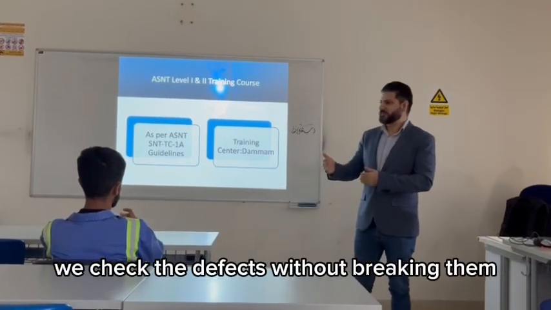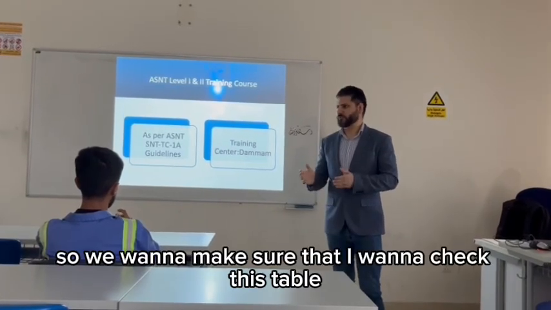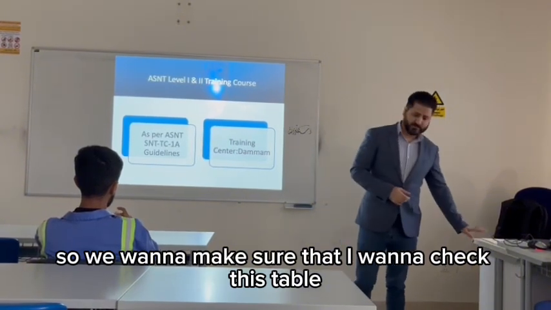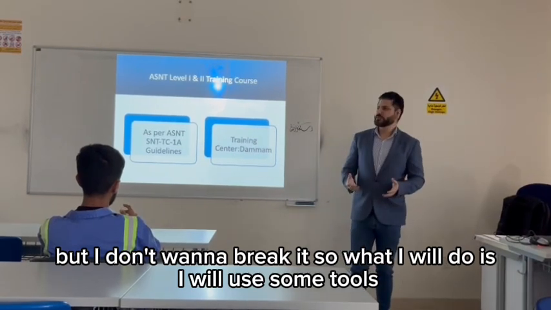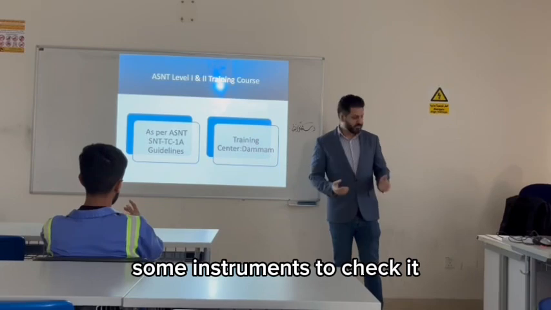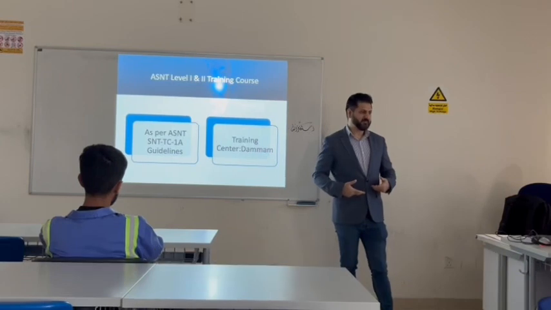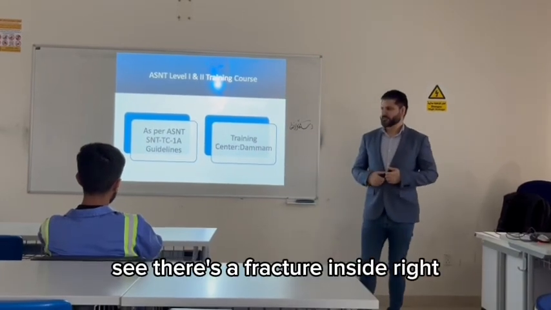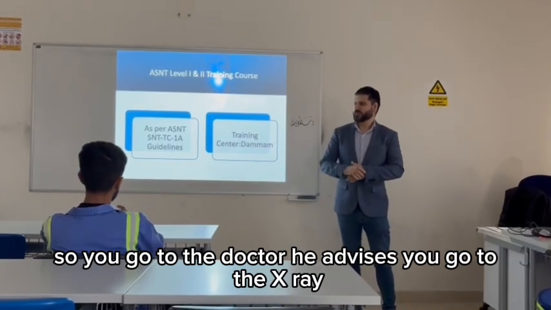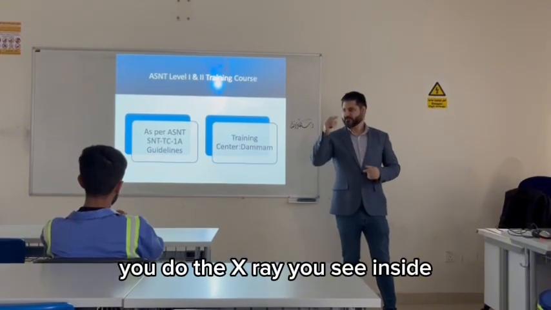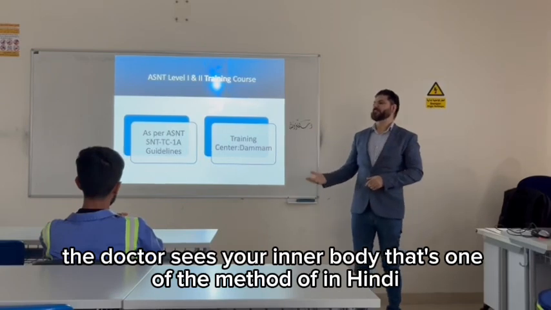We check the defects without breaking them. So I want to check this table, but I don't want to break it. So what I will do is use some tools, some instruments, to check what's going on inside. Like you do the X-ray of the body to see if there's any fracture inside, right? You go to the doctor, he advises you to go for the X-ray. You do the X-ray and you see the film inside, the doctor sees your inner body. That's one of the methods of NDT.